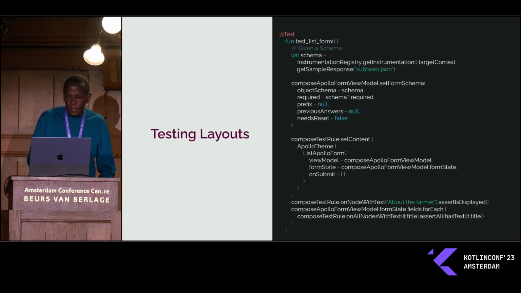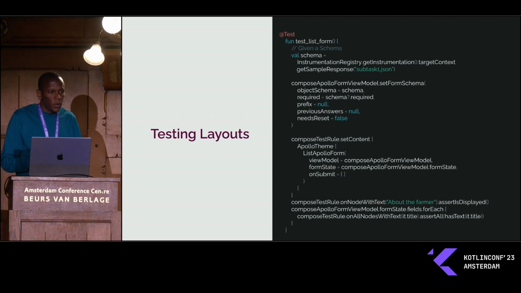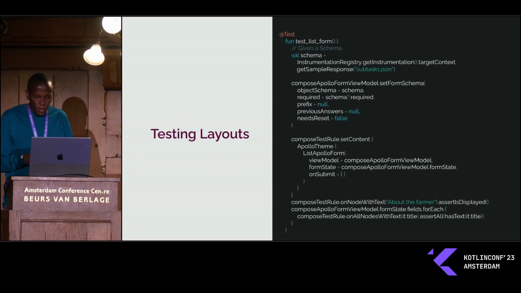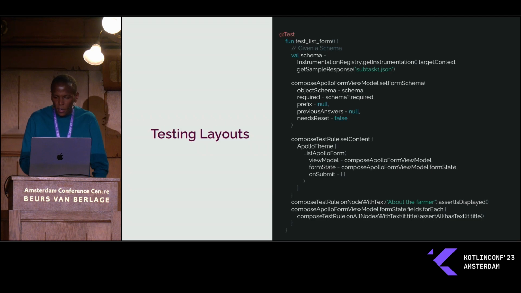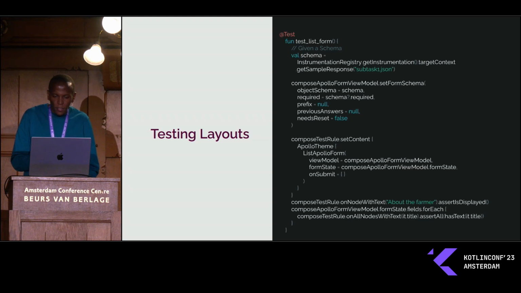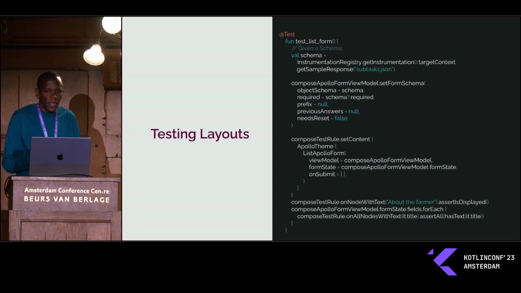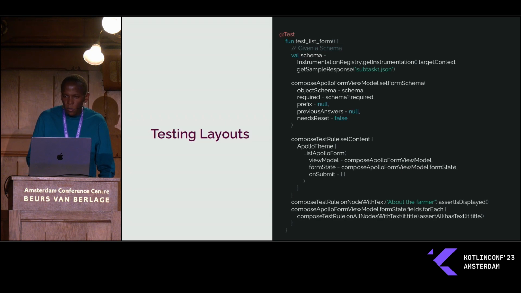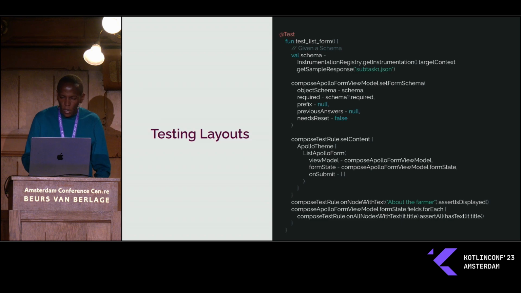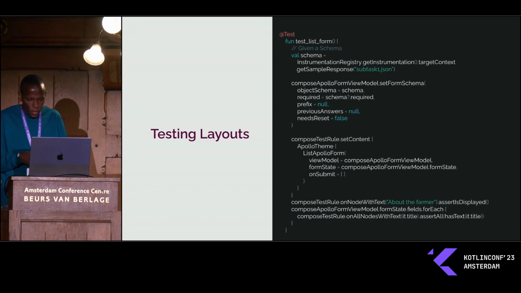So we have a schema called subtask1, which has all the fields that I was showing before. We pass that schema to our view model by calling the setFormSchema method. We pass the schema, the required fields, and a prefix. For example, for fields like phone number input, we require adding a 254 country code, or whichever country you are in. So that's why we use the prefix.